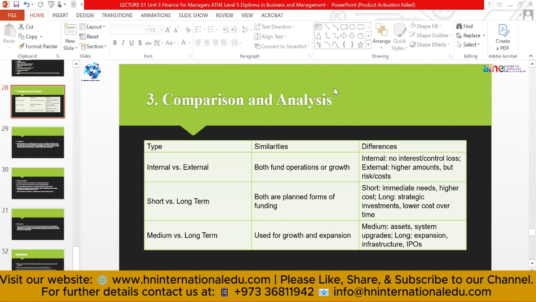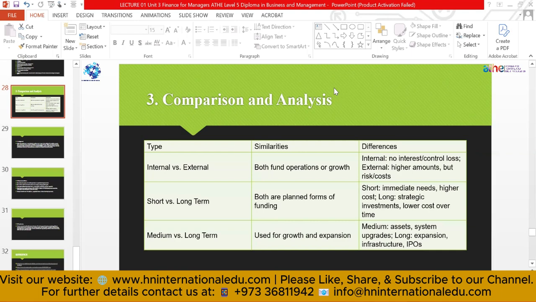That is, first you need to plan when you can repay and where you need to use it, then we can opt for it because we take a loan from the bank for this type. Short, immediate needs, higher cost. For the long, we have strategic investments, lower cost over time. Why is it lower cost over time? Because obviously you gain the profits too.